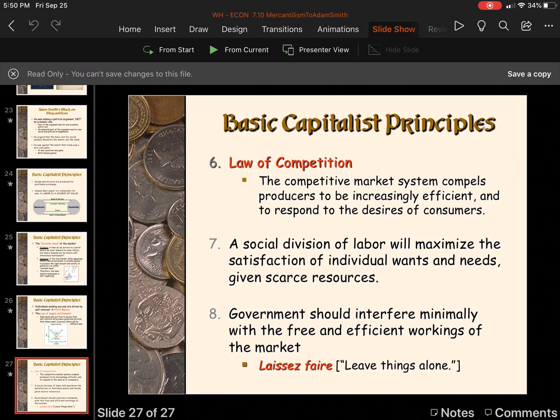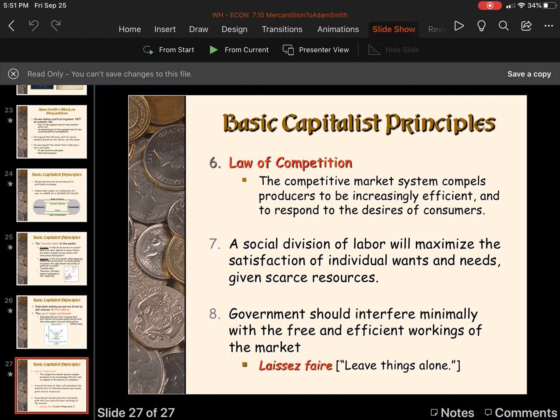He also argued that the law of competition is what compels producers to be increasingly efficient. If somebody is charging a high price for something, somebody's going to come along and say, I can make that thing cheaper than they can, and I'd still make a lot of money if I could, for example, have a faster factory, or open a store where everybody could get to, or some way to make the business better. Adam Smith argued that's exactly what you want. It's the law of competition.